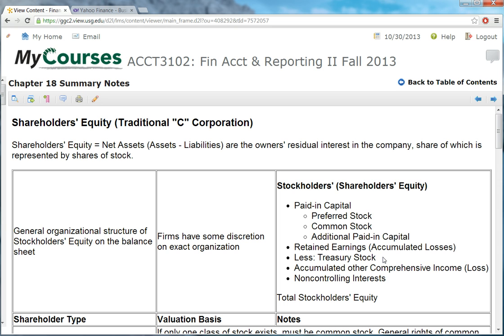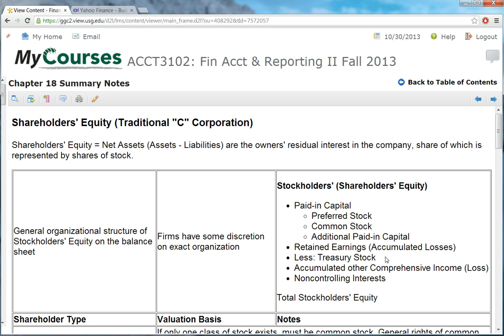So for example, treasury stock. Treasury stock is always going to be a negative to shareholders' equity. Treasury stock will always have a debit balance if it exists, and therefore will be a subtraction from shareholders' equity. And what treasury stock represents is the repurchase of a company's own shares of stock.